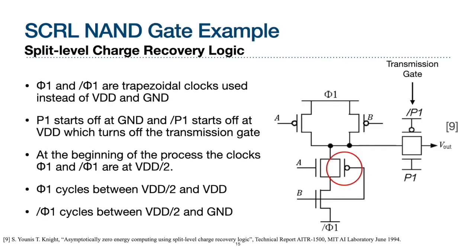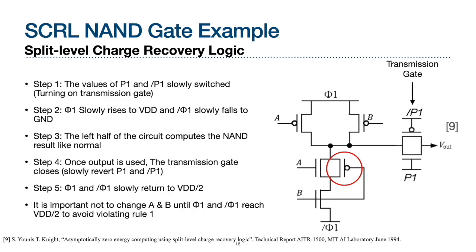To explain how split-level charge recovery logic works, we have a diagram on the right here which shows an AND gate that facilitates this principle. Phi1 and /Phi1 are trapezoidal clock signals used instead of VDD and ground. P1 starts off at ground and /P1 starts off at VDD, which turns off the transmission gate. At the beginning of the process, the clocks Phi1 and /Phi1 are at VDD over 2. Clock Phi1 cycles between VDD over 2 and VDD, while clock /Phi1 cycles between VDD over 2 and ground.